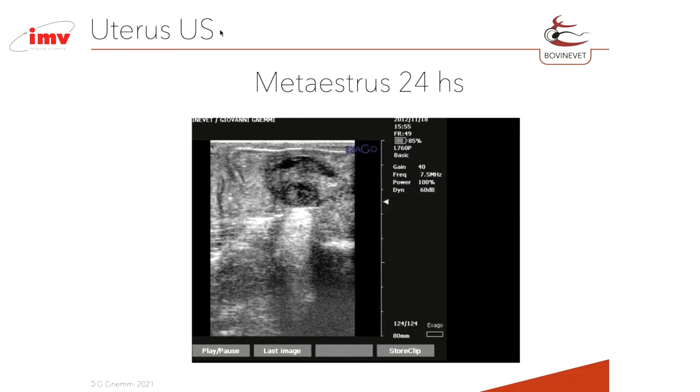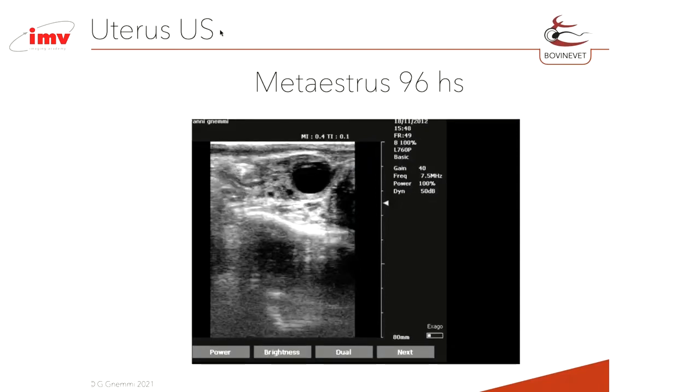We speak of this corpus luteum as a hemorrhagic body because after the collapse of the graafian follicle, there is a microhemorrhage inside the follicle, and thanks to the LH level, the LH permits the transformation of the granulosa cells and theca cells into bigger and smaller luteal cells. So it is a corpus luteum that is growing. Well, 96 hours after the ovulation, at the end of the metaestrus, we have a dominant follicle.